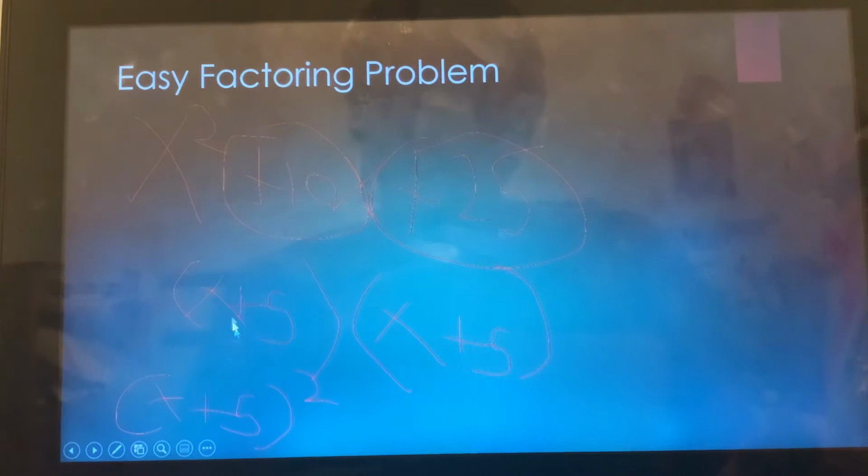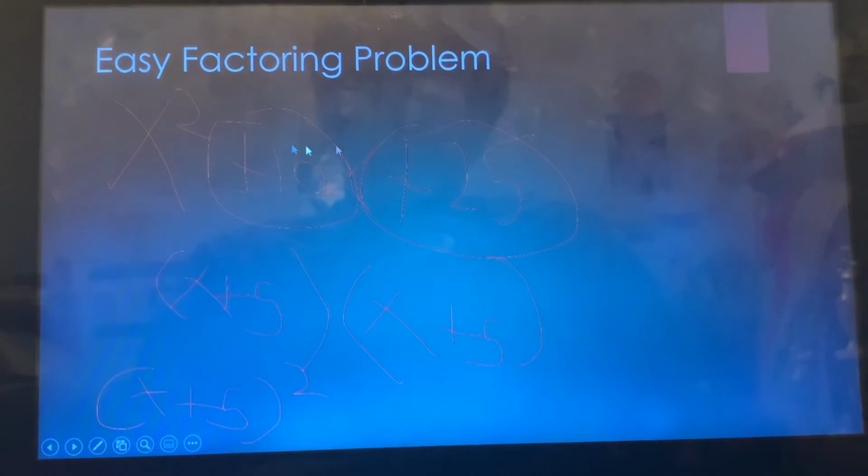So I do x plus 5 times x plus 5, which is, of course, x plus 5 squared. Because x times x is x squared, x times 5 is plus 5x, 5 times x is plus 5x, which is going to be plus 10x, and 5 times 5 is 25.